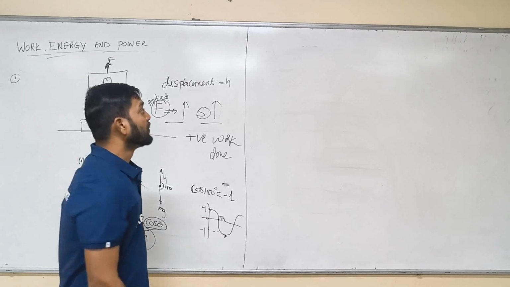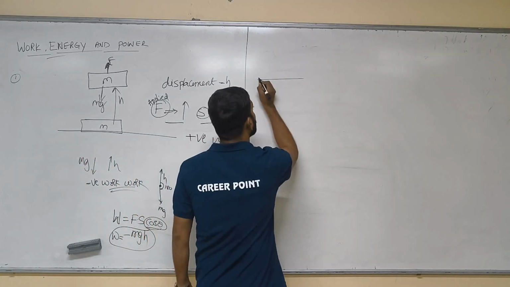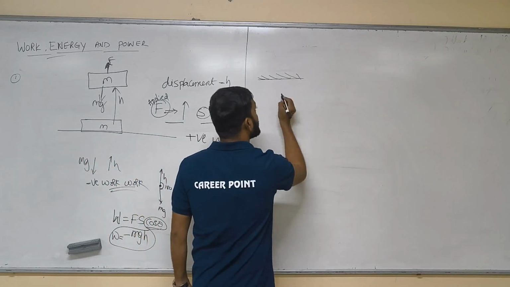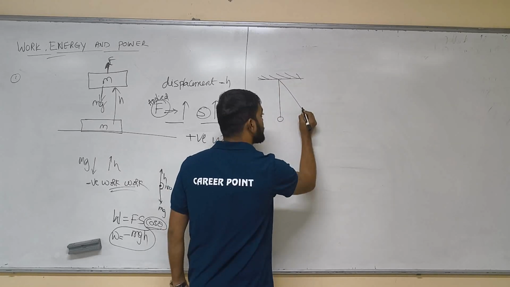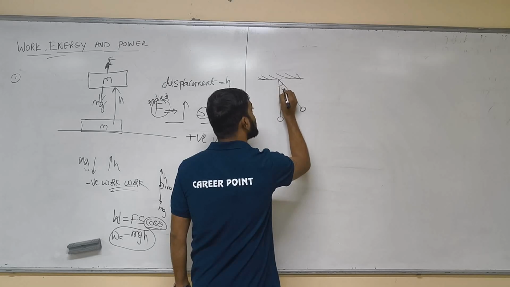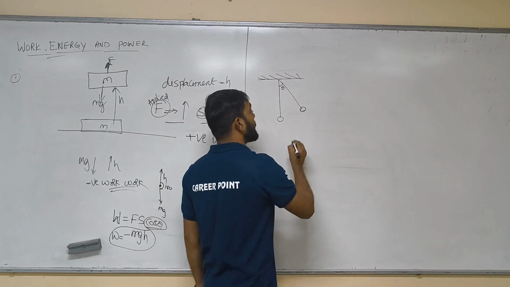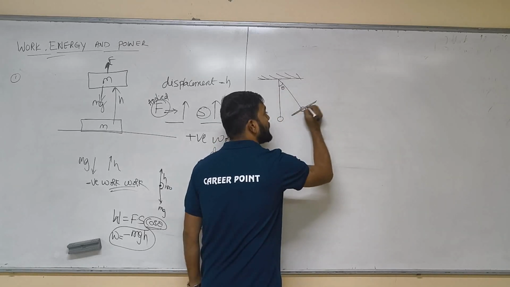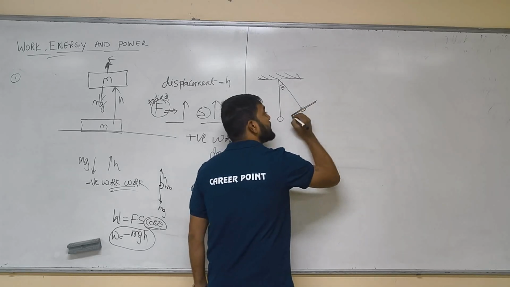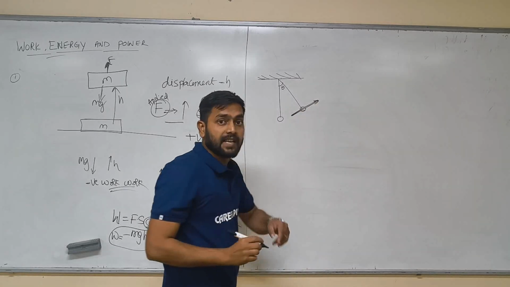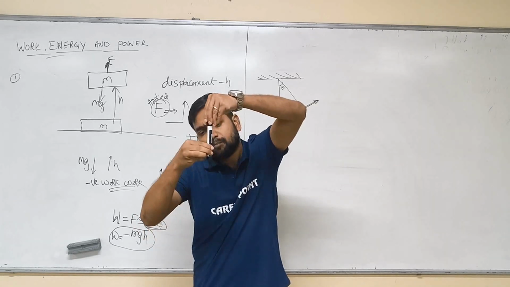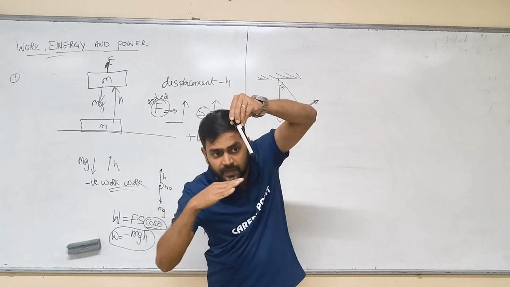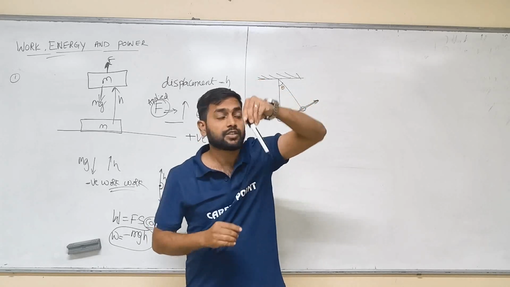Okay, coming to the pendulum. Let us take a pendulum here. This pendulum is moved towards here, making an angle theta. So at this point, the displacement is along this direction, right? The displacement is along this direction. So when the object moves towards this side, the displacement is along the tangent, right? So then what happens?